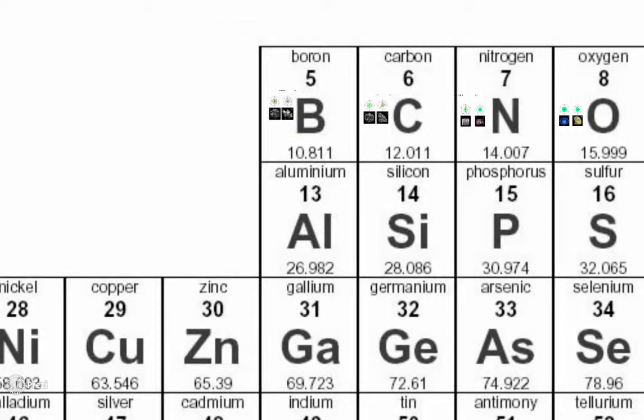That brings us to our next group, the boron group. It contains one metalloid and 4 metals. They are reactive. Aluminum is in this group and is also the most abundant metal in the Earth's crust.